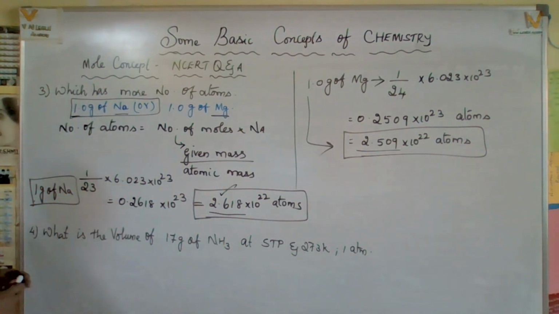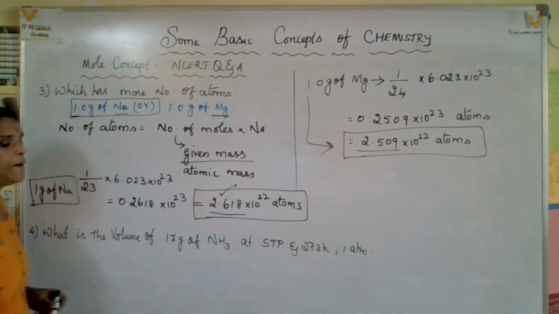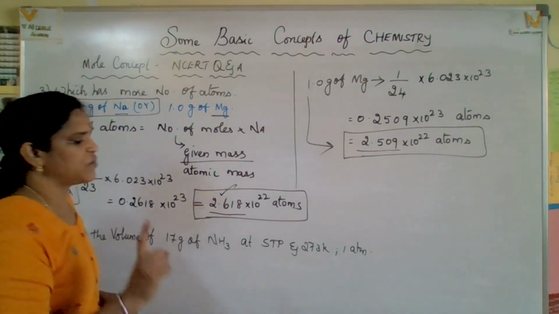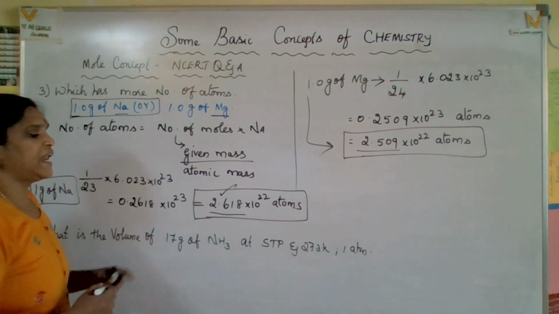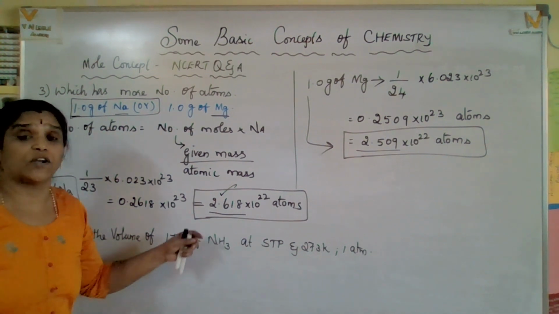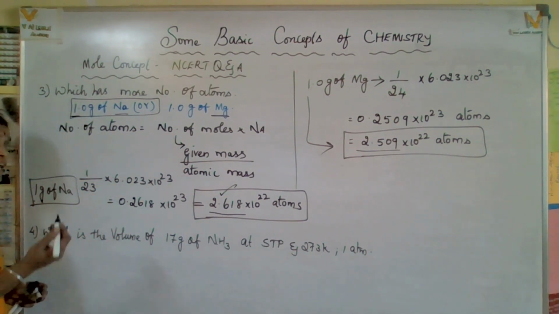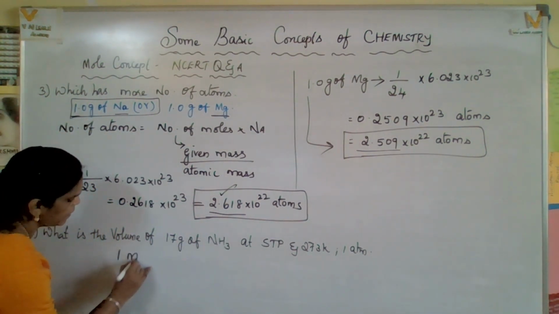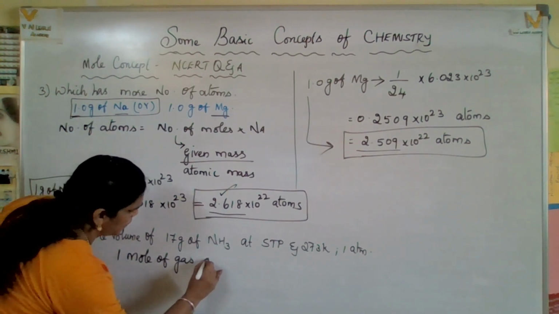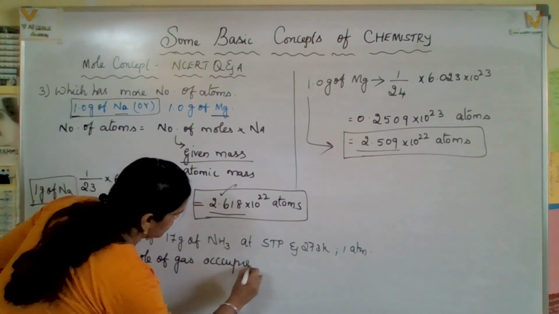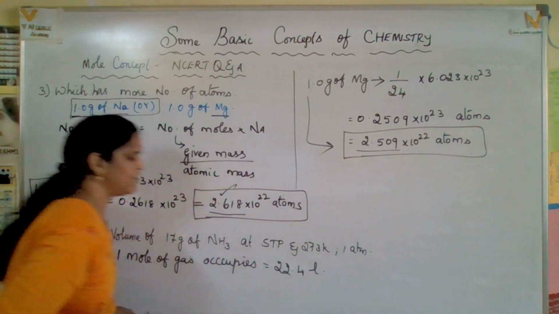Okay, now the next question: what is the volume of 17 gram of ammonia at STP, 273 Kelvin and 1 atmosphere? In our previous videos we have gone through this. 1 mole of any gas occupies 22.4 liter. We have gone through this.